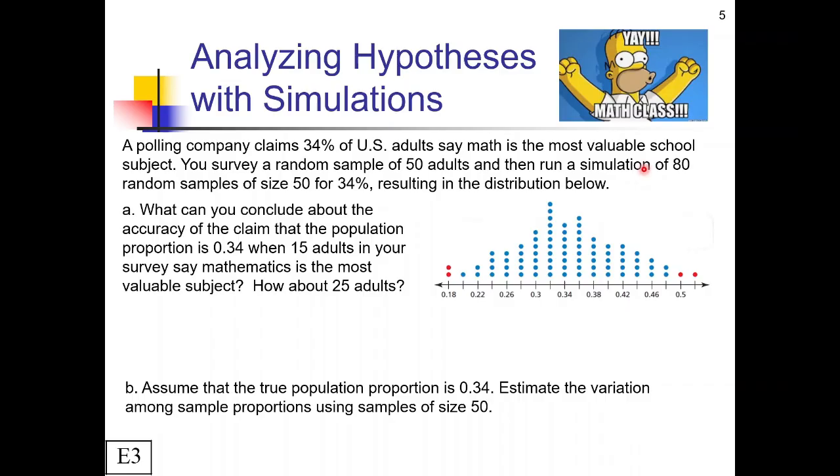They said we ran a simulation of 80 random samples. So we basically had the computer do your little survey 80 times and came up with these different results. Now, what did your computer actually do to run your survey 80 times? Clearly, it didn't go out and ask 50 adults what they thought, 80 times.